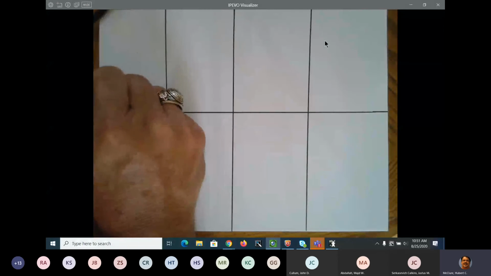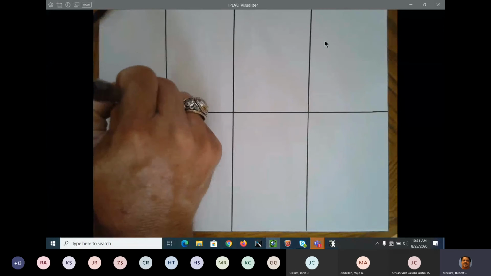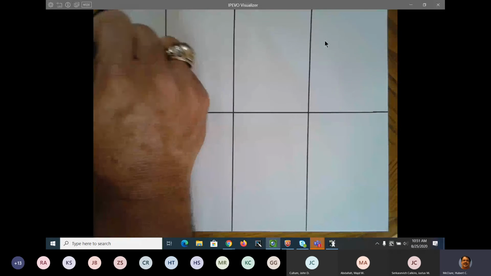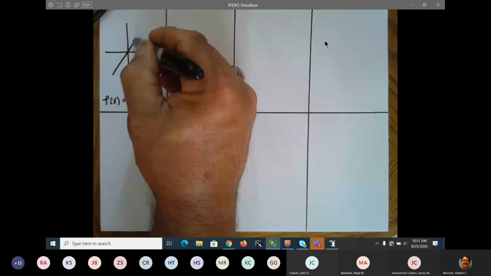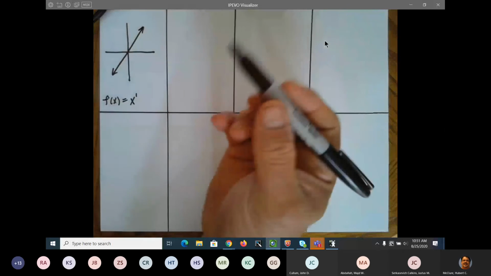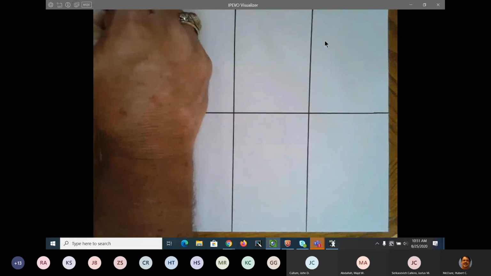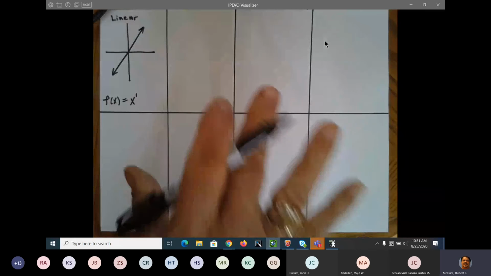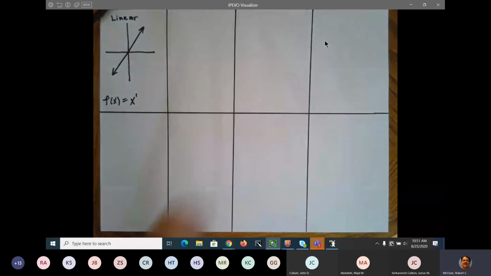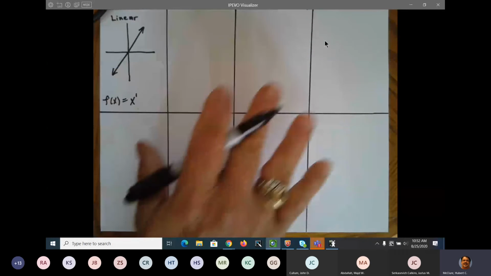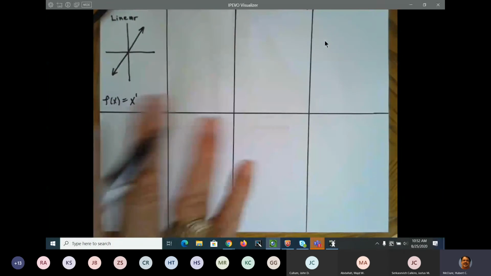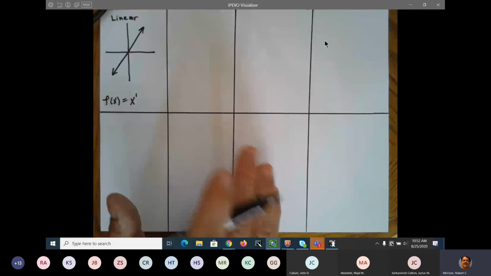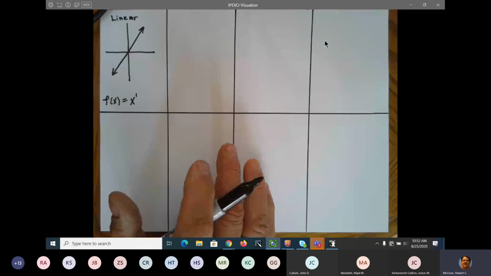f of x is equal to x to the first power. So when you have f of x and you've got x to the first power, you've got a straight what? Straight line. Now what you're going to use this for is the parent graphs. These are the basic models. If I add something to these parent graphs, then that could be called a vertical or a horizontal shift or orientation, and I'll show you that probably Thursday when you come back.